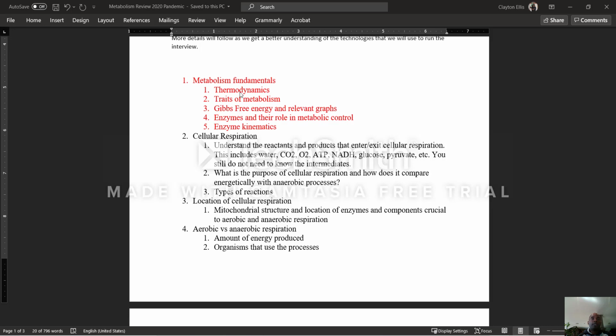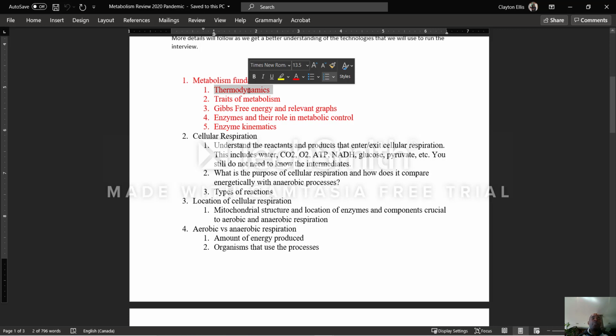There are certain concepts that are definitely going to be asked on your Mito poster. We are definitely going to ask you questions about the flow of energy. We're definitely going to ask you questions about thermodynamics, and so you should be able to apply the principles of thermodynamics to your Mito poster.